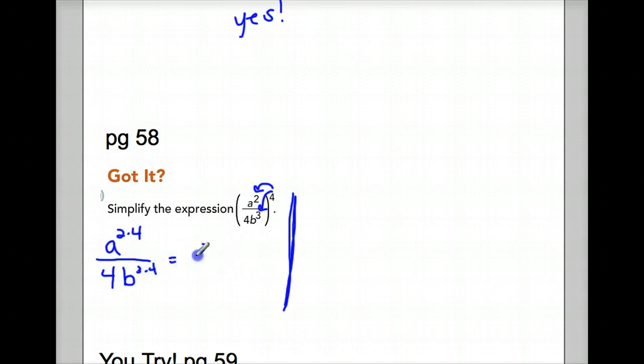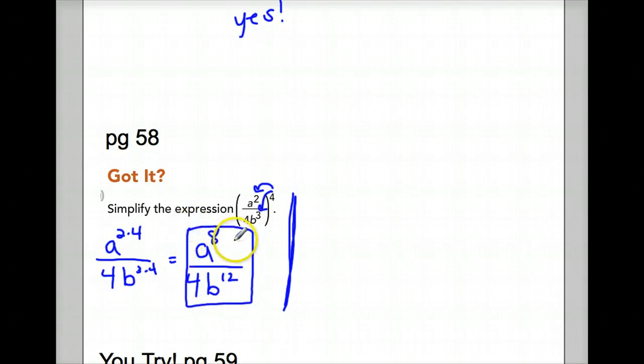What does that equal? Well, a to the 2 times 4 is a to the 8th over 4, and then we have b to the 3 times 4, which gives me 12. And that's it. That is our final answer. We cannot do anything else to that.